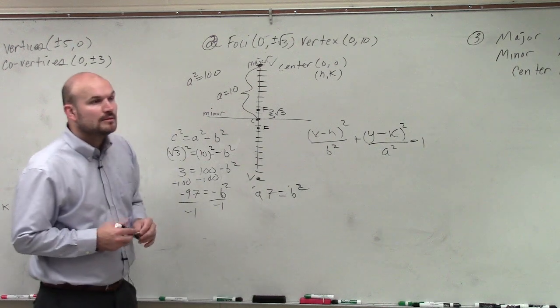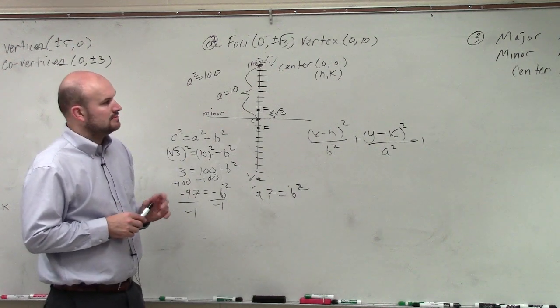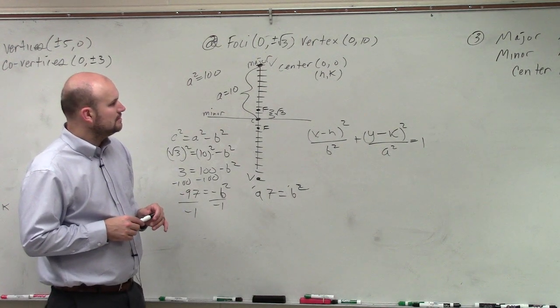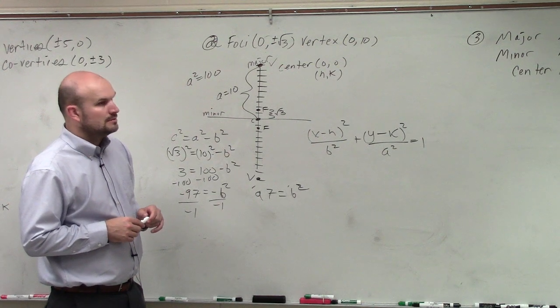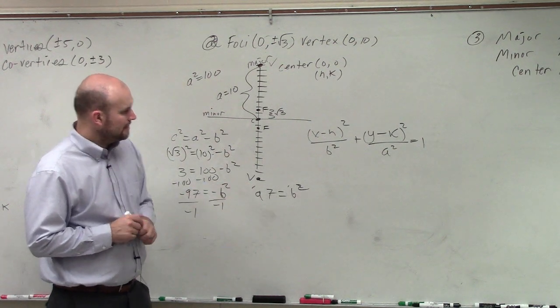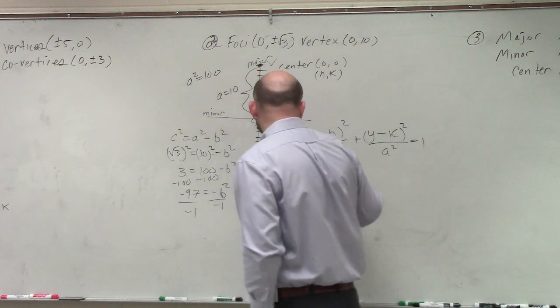What doesn't make sense? Where did I lose you? A is 10, but a squared is 100.